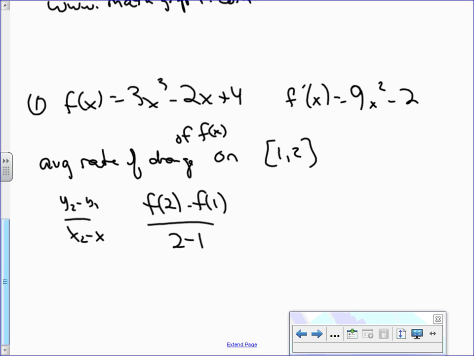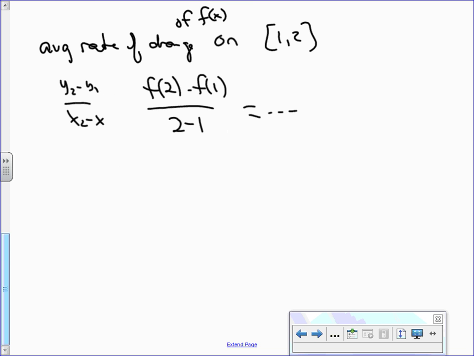Everybody see? Okay, and you all see that that becomes just a computational issue. You can do it on a calculator, just like that. Yes? Okay, if instead I ask you to find the instantaneous rate of change at x equals 1 and then at x equals 2, this is two different answers.